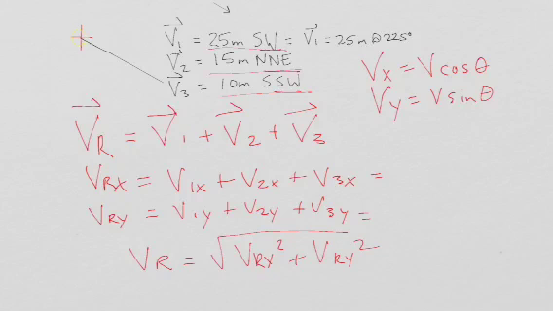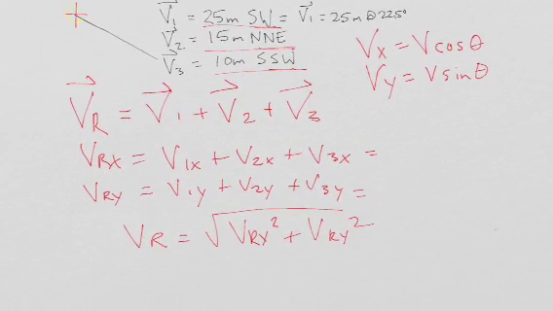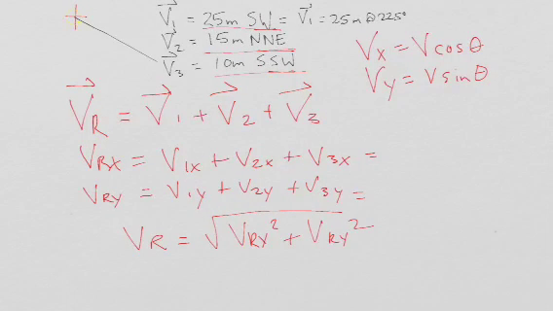What does this VR get me? What answer is this? I need two things for every vector. I need a magnitude and I need a direction. This is the formula for which one of those two? Magnitude. How do I get my direction? I get my direction by going the inverse.